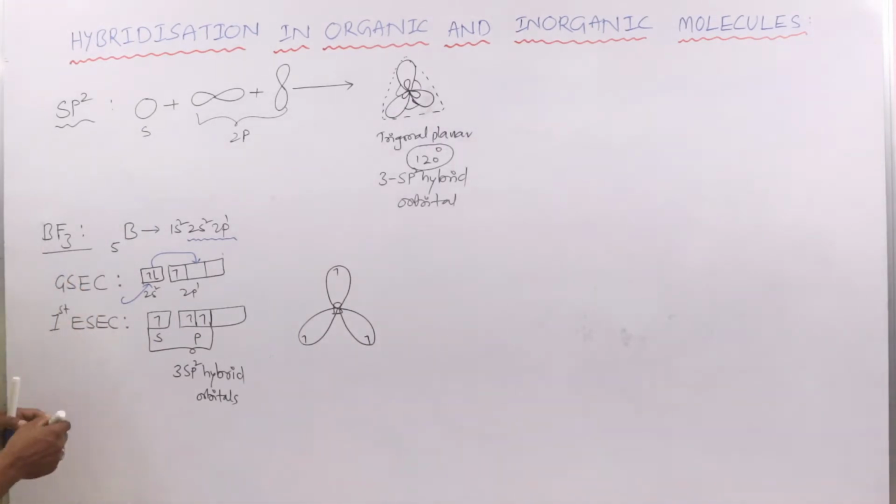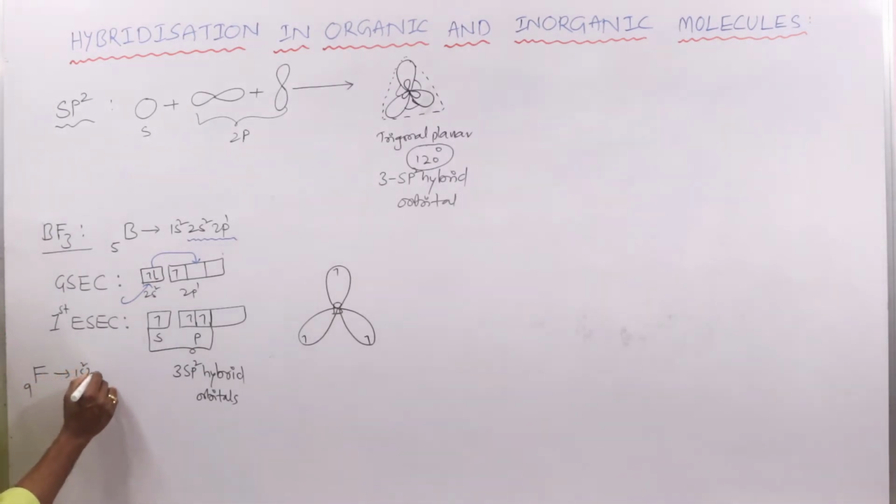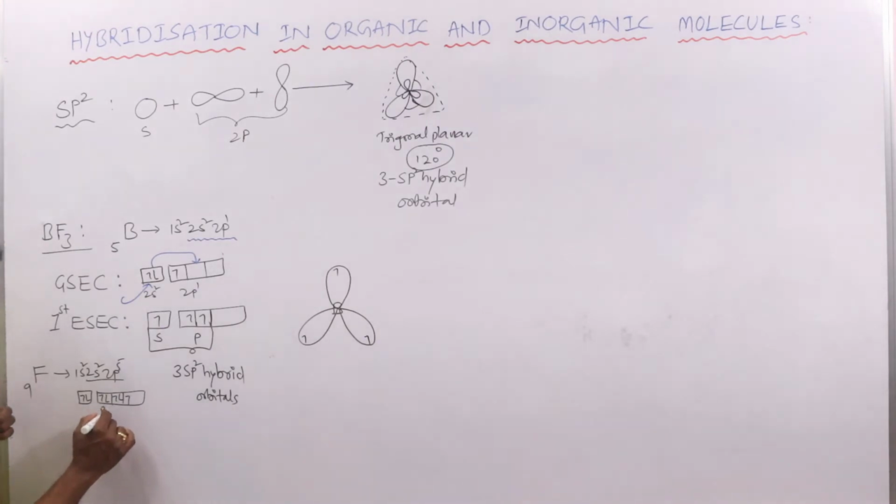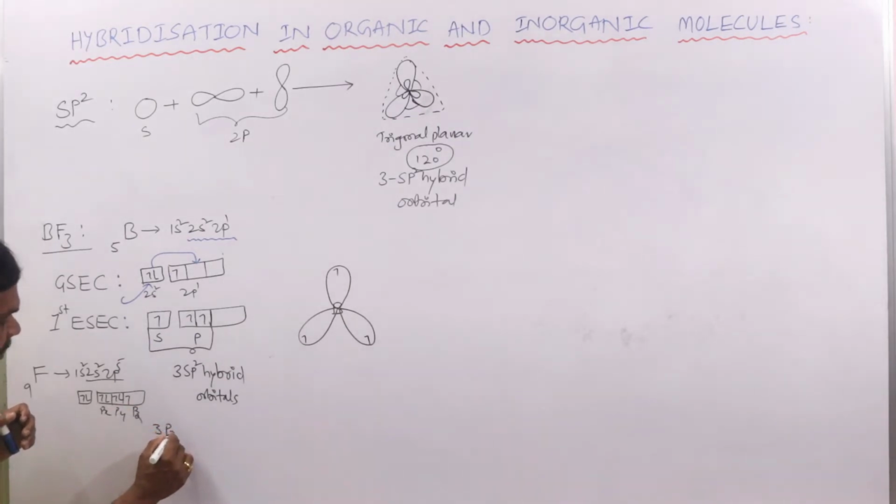Now the second element is fluorine. Fluorine has atomic number 9, electronic configuration 1s2, 2s2, 2p5. This is the outermost electronic configuration 2s2, 2p5, with orbitals px, py, pz. The pz orbital has one unpaired electron. How many fluorines are there? 3 fluorines, so we get 3 pz orbitals.